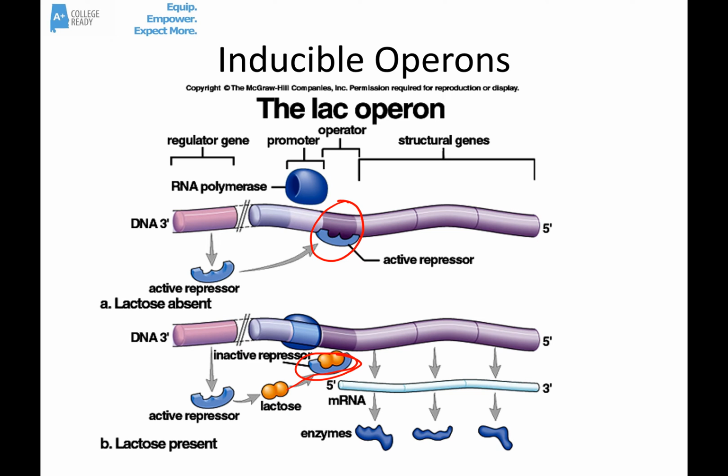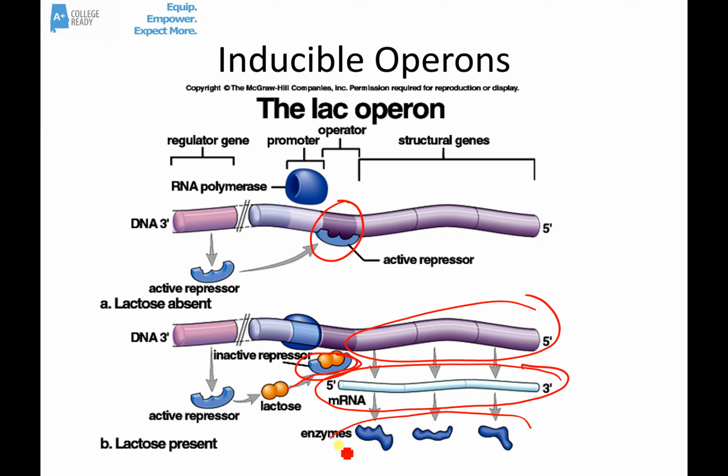And once that happens, the structural genes in here are transcribed, so they're used as a template for making RNA. And then the RNA is translated. It's used to make enzymes. In this case, these enzymes are lactase. And these enzymes then allow the bacteria to break down, metabolize, and use the lactose for energy.